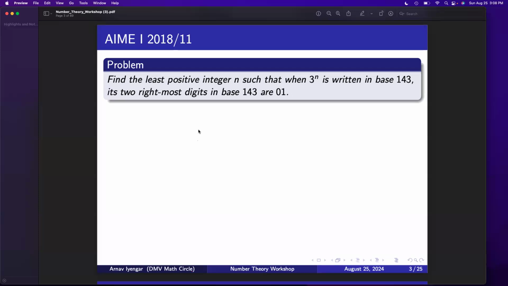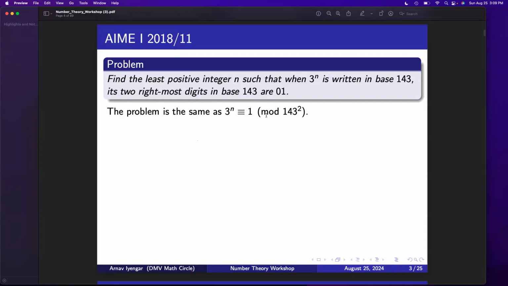It says to find the least positive integer n, where when you write 3 to the power n in base 143, the two rightmost digits are 0 and 1. The first thing you want to do when you approach this question: what does the two rightmost digits being 0 and 1 really mean about the number? The other digits in the number in base 143 will all correspond to parts of the number that are divisible by 143 squared. So the 0 and 1 basically just implies that the number is going to be 1 mod 143 squared.